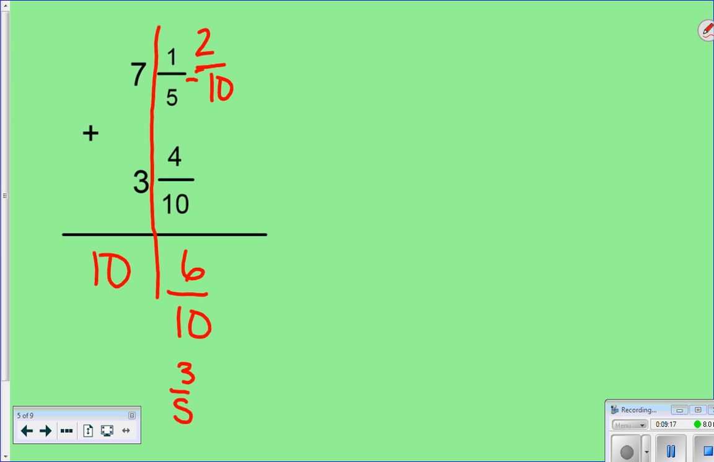Kind of like the way I like to do it, because sometimes I don't like to mess with improper fractions. Sometimes that takes a long time. And if I have to change the denominator on top of that, then I have to change the numerator. So sometimes I feel like this can be the quickest way for you.